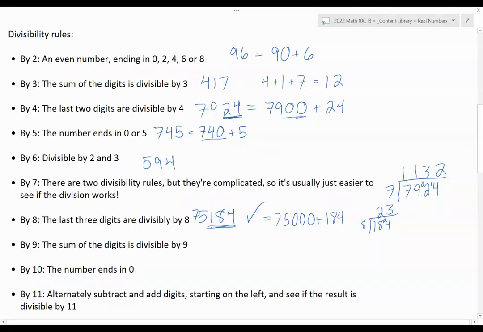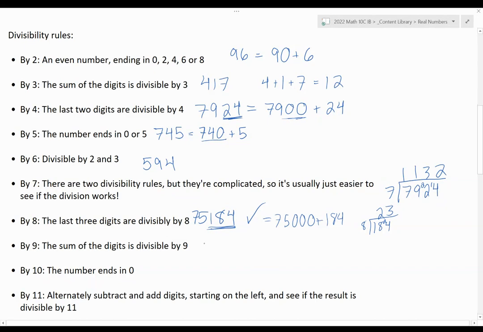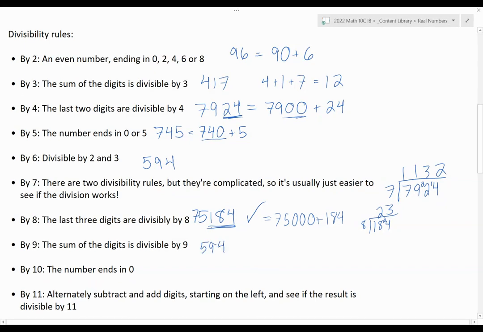Divisibility by 9 is a similar rule to divisibility by 3. So if the sum of the digits is divisible by 9, so let's say we had, for example, 594, which was divisible by 3 because 18 is divisible by 3, is also divisible by 9 because 18 is divisible by 9. The proofs of divisibility by 3 and divisibility by 9 are very, very similar. I'm not going to do them here because they do require a little bit more formality. Divisibility by 10, I'm sure you're all aware, the number ends in 0.